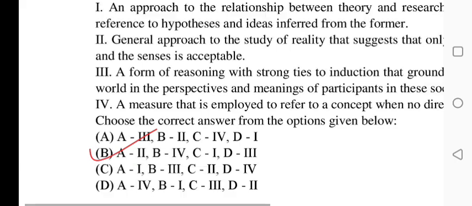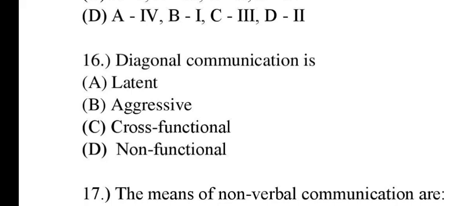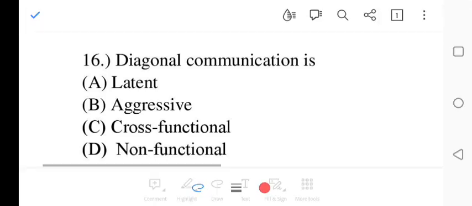Number 15 is done. Next, number 16 says diagonal communication is what? A, B, C, D. Latent, aggressive, cross-functional, non-functional. So it will be cross-functional.